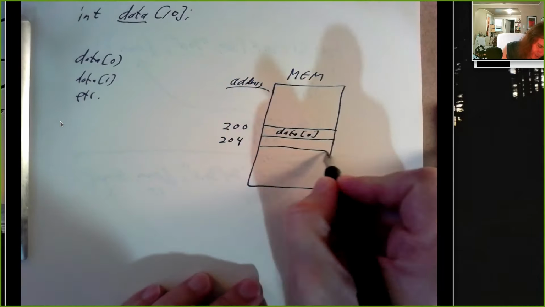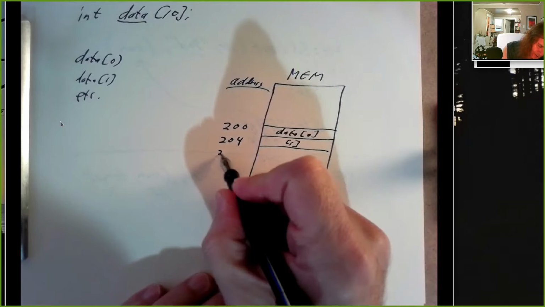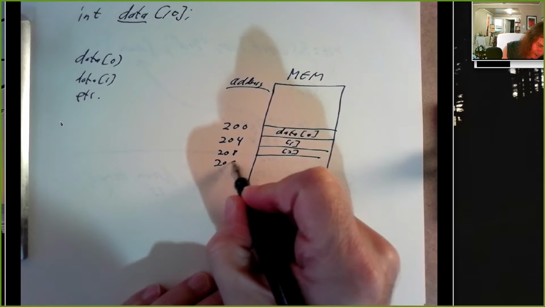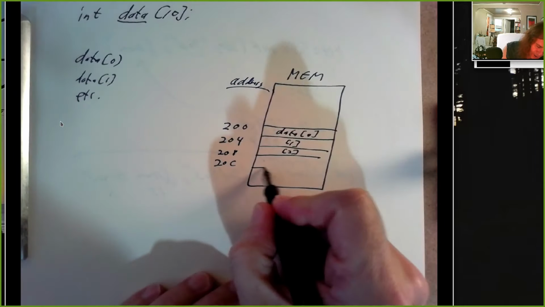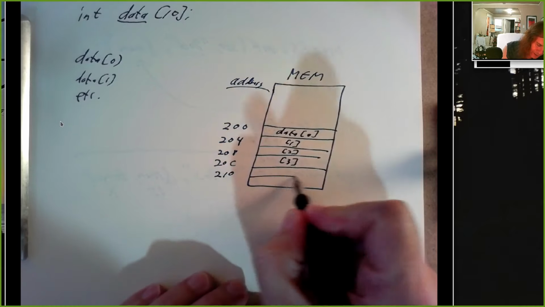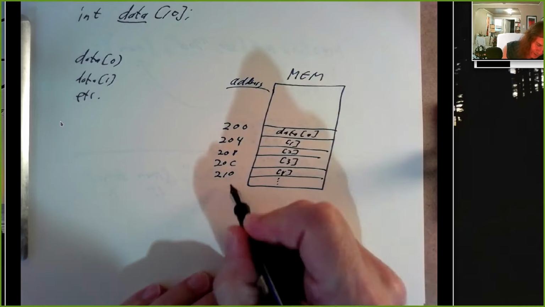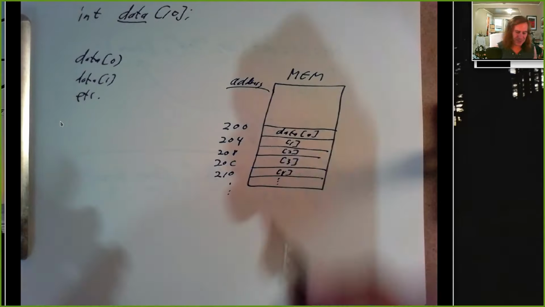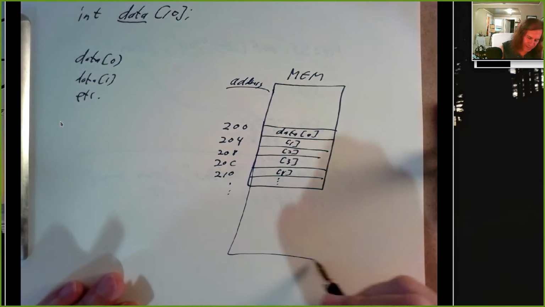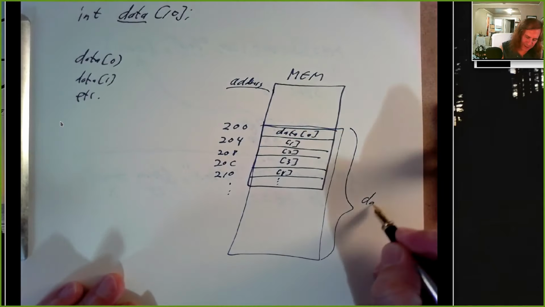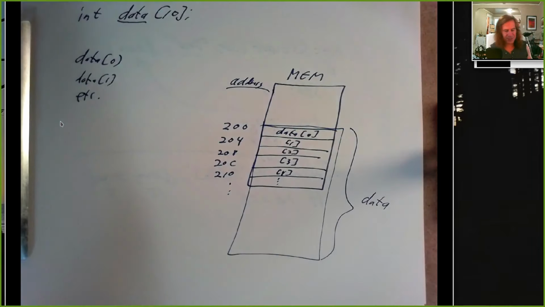Location 204 would be data bracket 1. Location 208 would be data bracket 2. Let's go with hex. Location 20C would be data bracket 3. Location 210 would be data bracket 4, and so on. And it arranges to set aside this block of memory, these 40 bytes, which collectively we can think of as our data array.